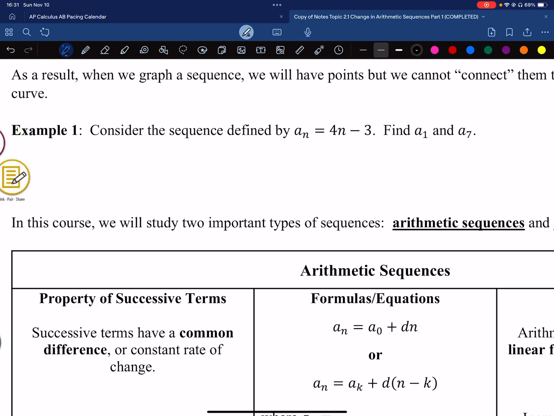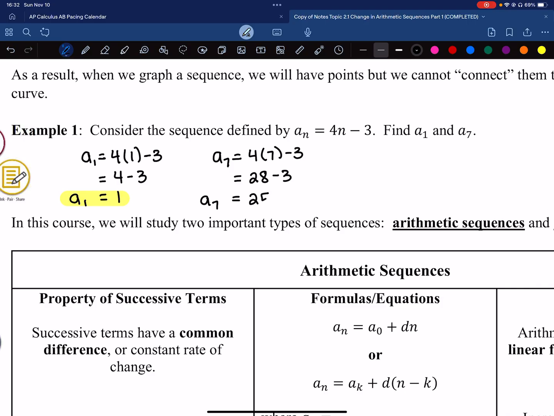To find a sub 1, all we're going to do is plug in 1 for the variable n. So that would be 4 times 1, which is 4, minus 3. So we would get a sub 1 equals 1. Then we would do the same thing for a sub 7. And so we would get 4 times 7 minus 3. So that would be 28 minus 3. So a sub 7 is equal to 25.